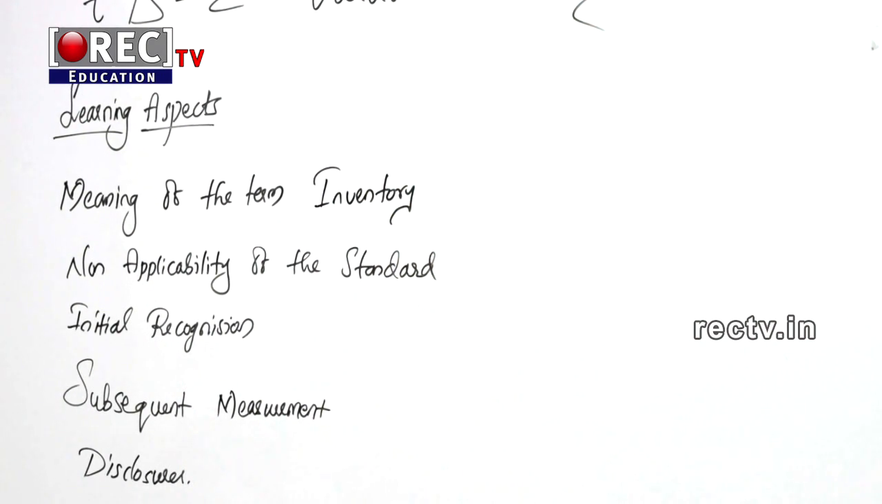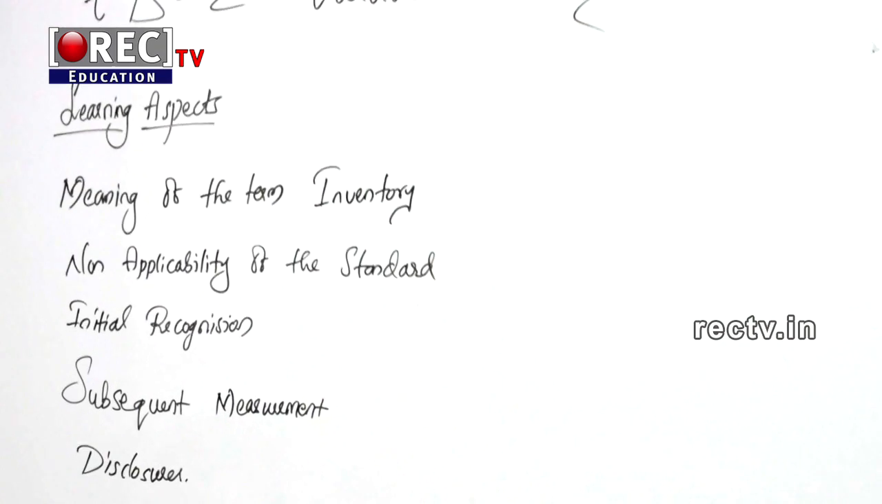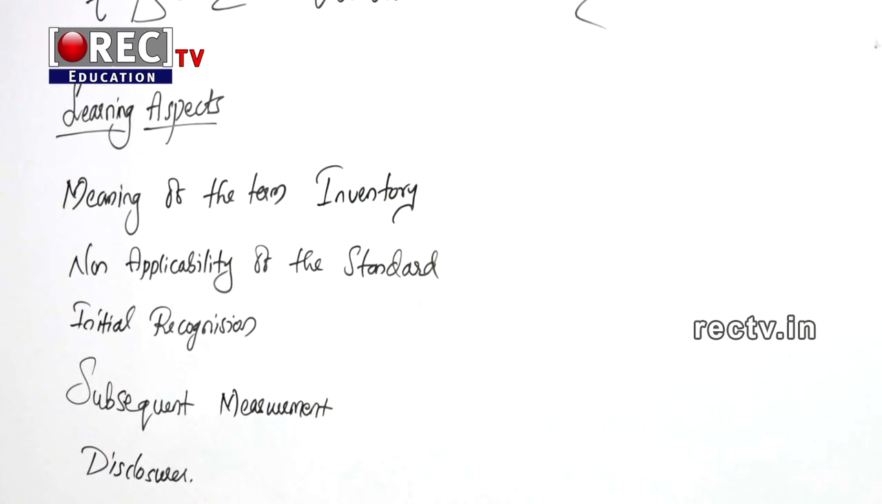Now our next topic is non-applicability of the standard. This standard does not apply in the following situations. If shares and debentures are held in the form of inventory, the principles of AS 13 will apply. AS 2 does not apply to inventory of livestock, forest products, and mineral oils. And AS 2 does not apply to work in progress arising under construction contracts, because there is a separate standard for construction contracts, that is AS 7.